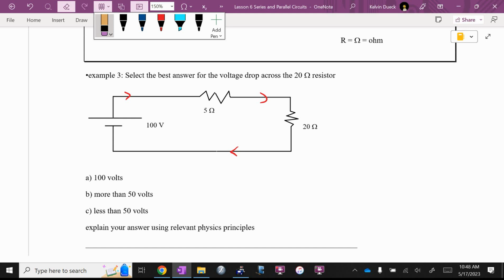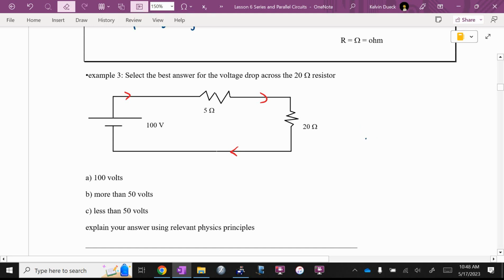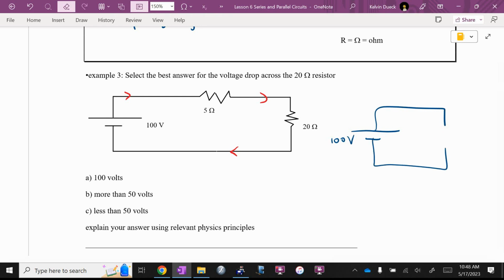Now, what's the mathematical equivalent? There's still a 100-volt battery. But if I wanted to replace that 5 and that 20 with one resistor, well, first of all, Nicole, are they in series with each other? Then what can I replace a 5 and a 20 in series with? That, Kenta, is the mathematical equivalent.